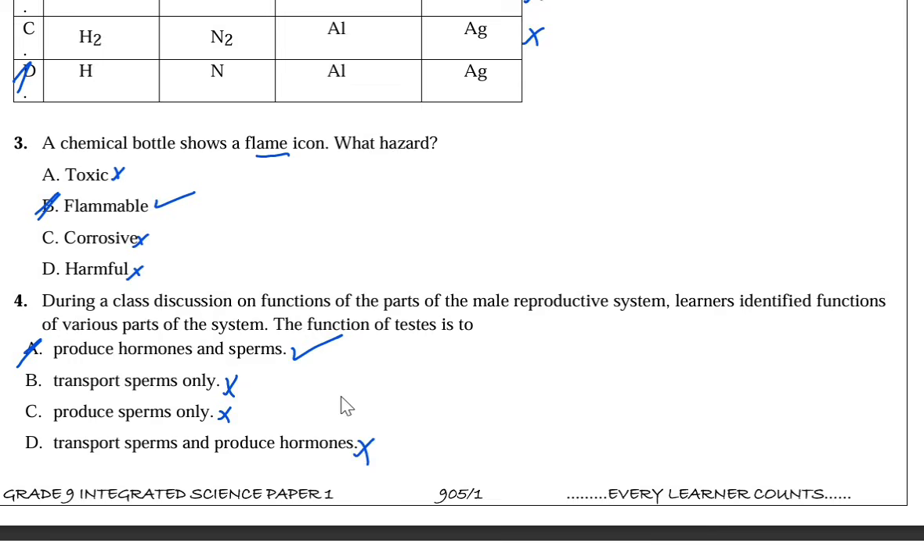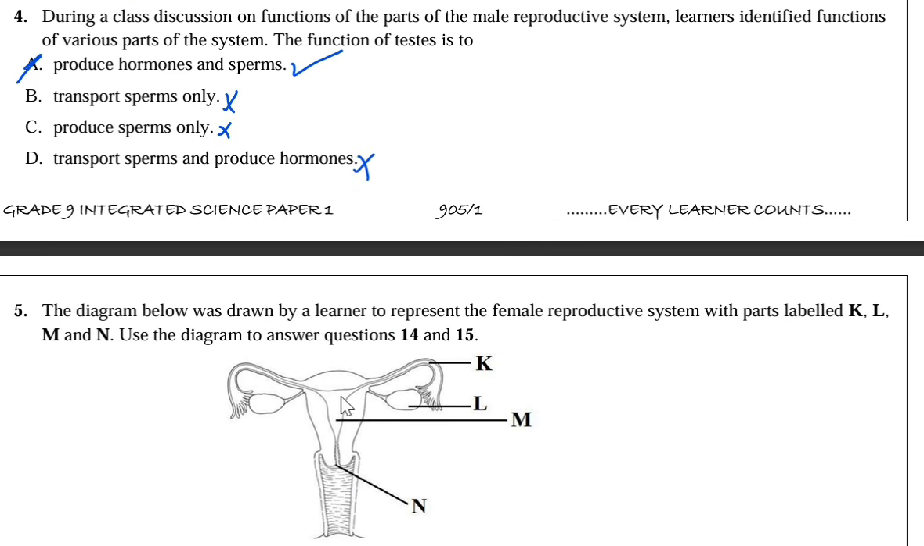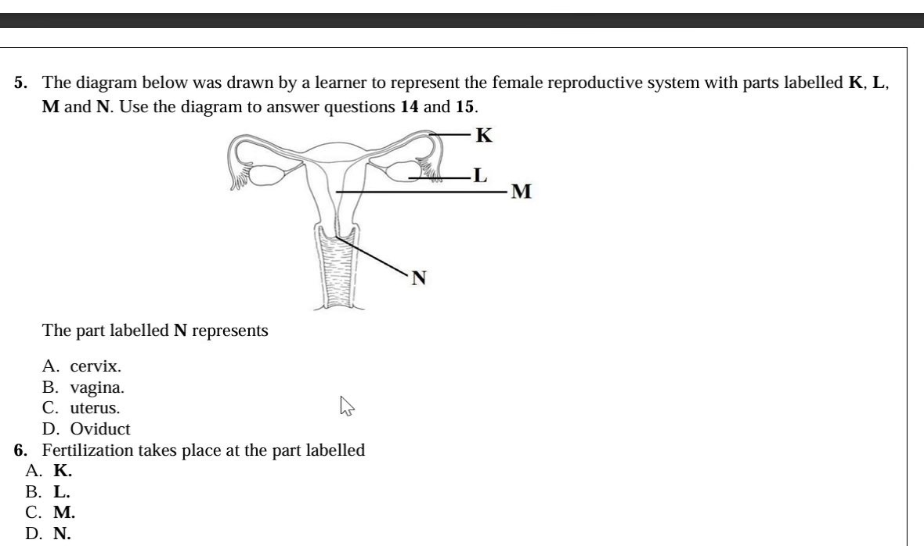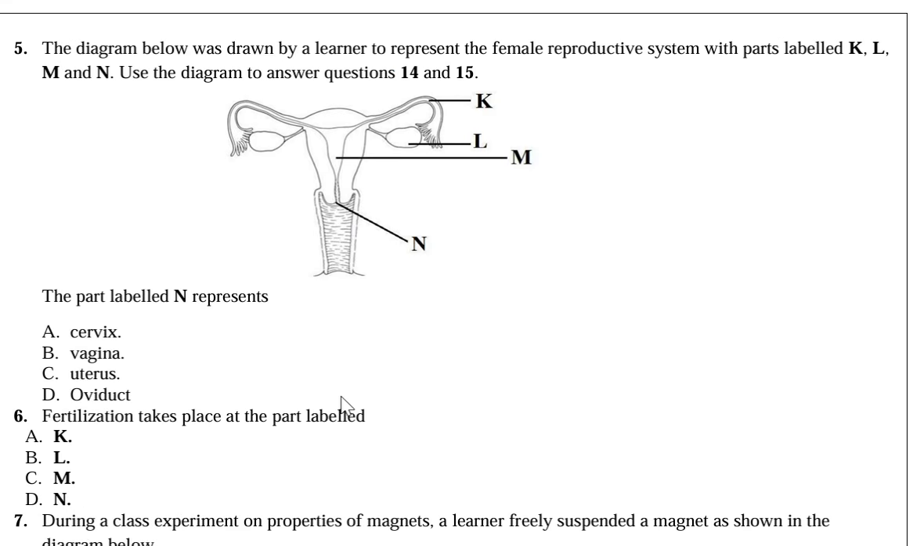We continue to question number 5. Here we have a diagram. The diagram below was drawn by a learner to represent the female reproductive system with the parts labeled K, L, M, and N. Use the diagram to answer questions 5 and 6. Then the first question you have here: the part labeled N represents. So the N is pointing here.